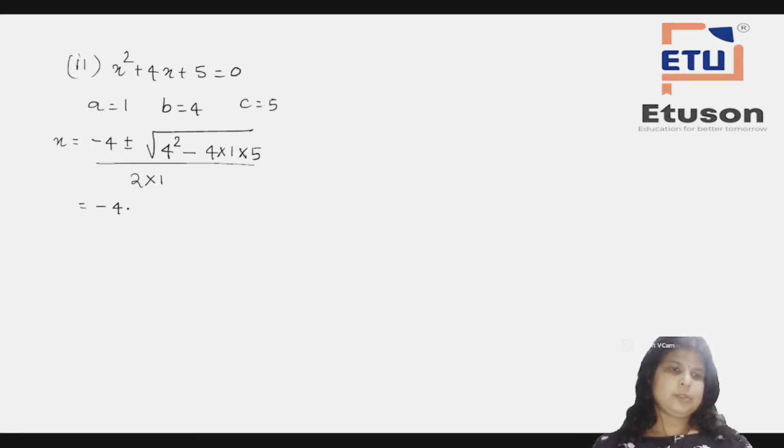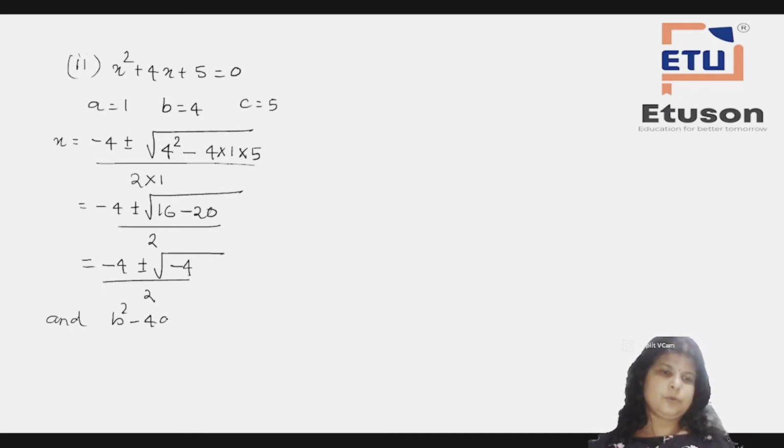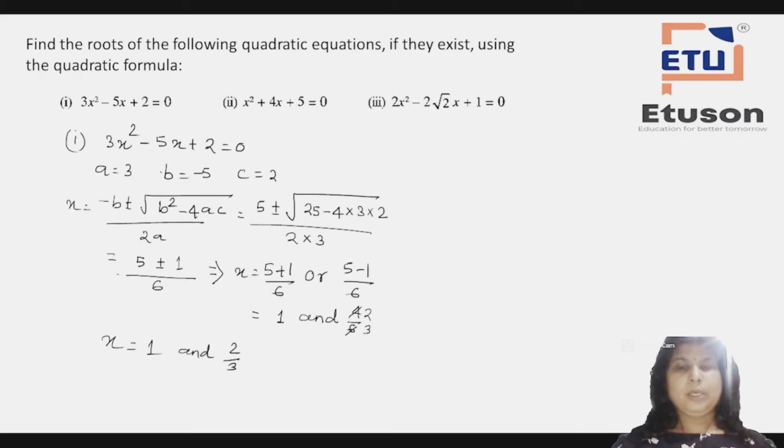So that is minus 4 plus or minus square root of 16 minus 20 divided by 2. So that is minus 4 plus or minus square root of minus 4 divided by 2. So remember, as b square minus 4ac is less than 0, hence the equation has no real roots. Okay, children. So now let us go to the next problem, that is 2x square minus 2 root 2x plus 1 is equal to 0.